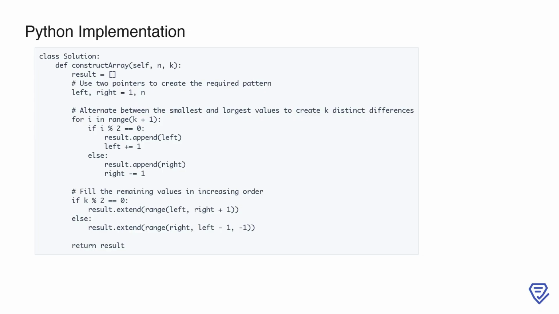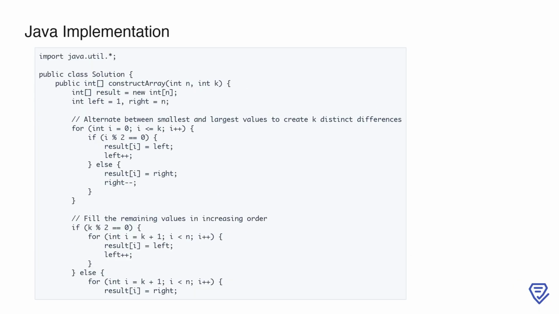5. Return the result. Finally, the constructed array result is returned. The algorithm runs in O(n) time, as it processes each number from 1 to n exactly once. This approach is both efficient and simple, leveraging the alternating pattern to satisfy the problem's constraints. The code handles all edge cases, such as k equals 1 or k equals n-1, seamlessly by design.